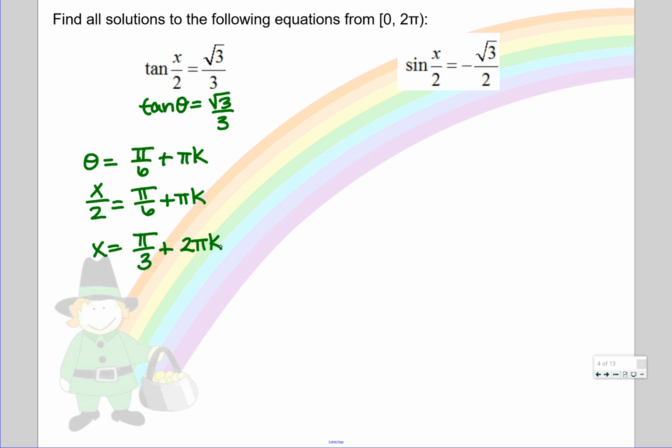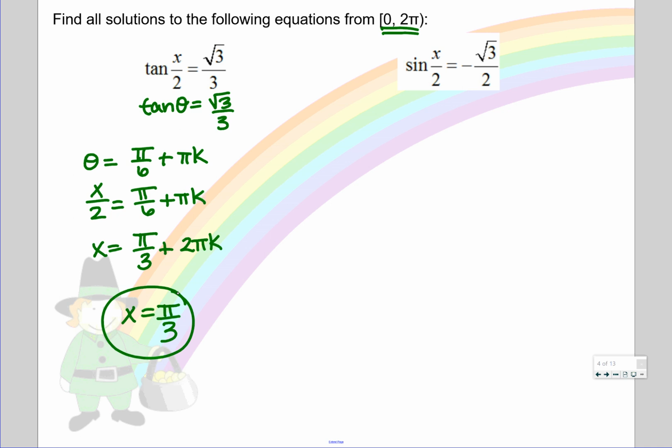If it says solutions within an interval, 0 to 2 pi, we figure out which of these answers are within that range. So pi over 3, of course. And if I add 2 pi to that, am I still going to be under 2 pi? No. So we actually only get 1 solution for this. That's it.